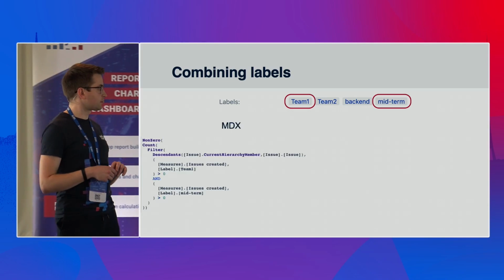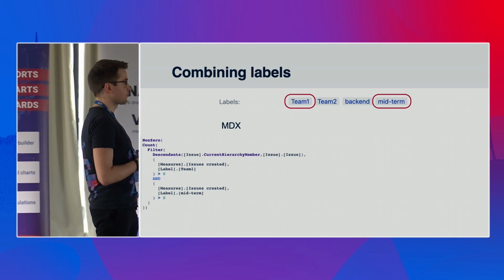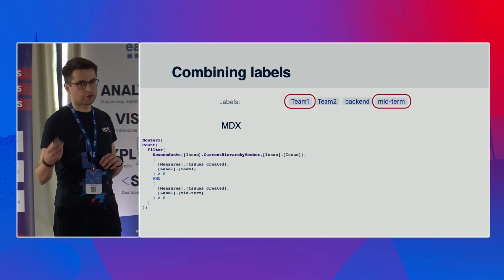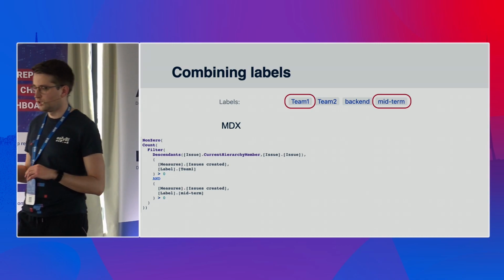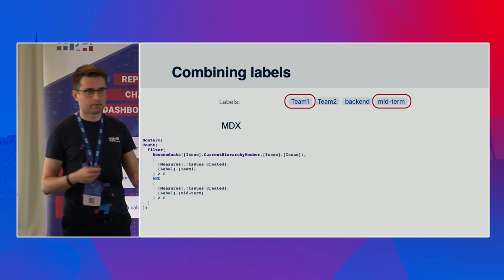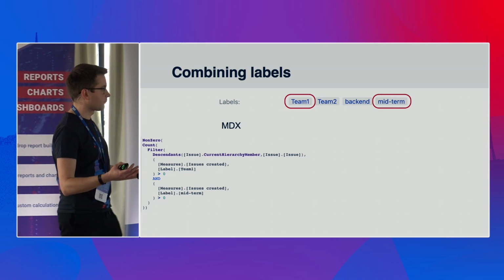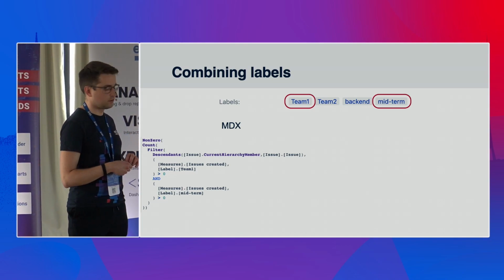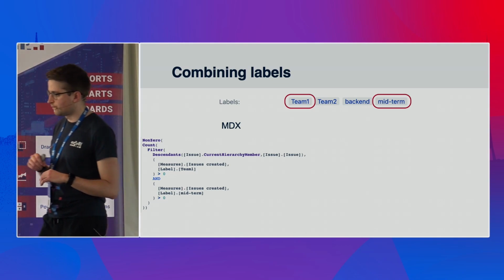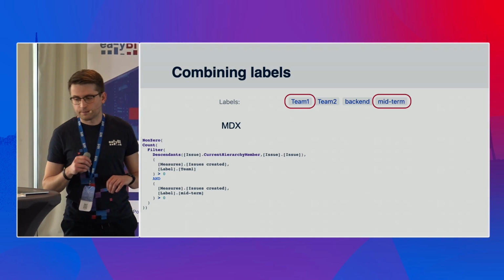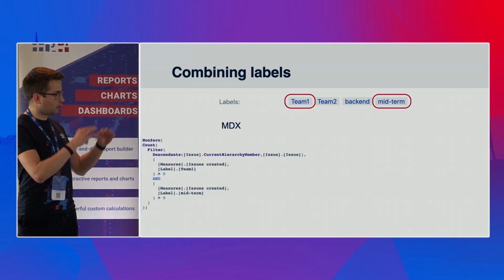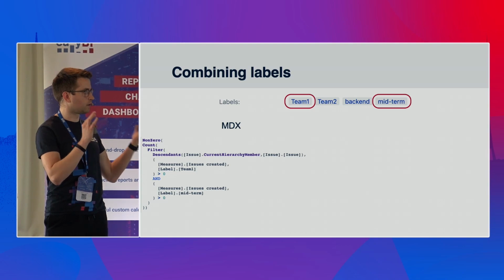But the MDX code has to iterate through all of the issues in the report account to actually match for both of these labels at the same time, as labels is a multi-value field. So this can prove challenging if you have a global account where you have a lot of issues.